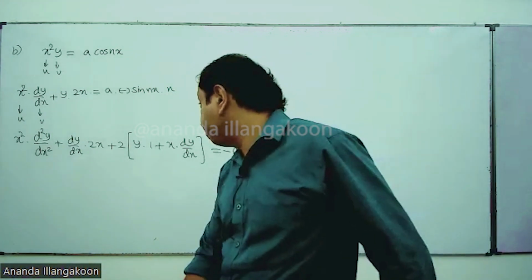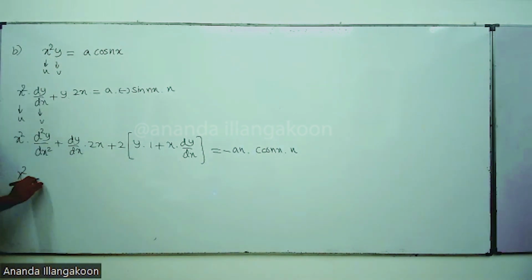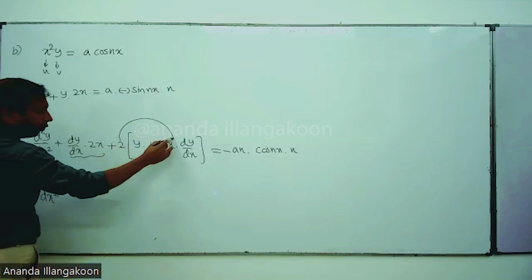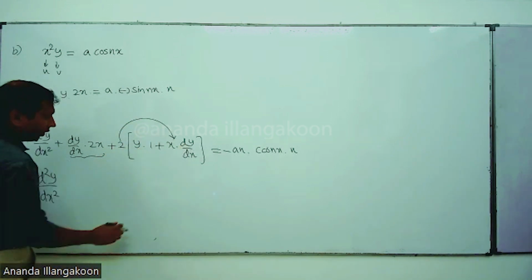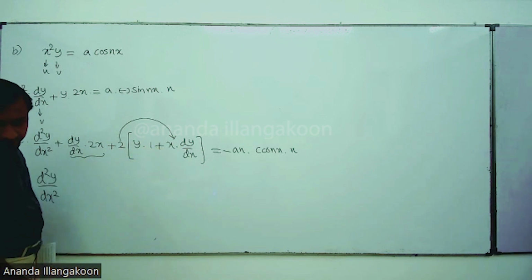Right, now we can write here x squared d2y upon dx2. Here 2x dy by dx. Here when you remove the bracket, we get again 2x dy by dx. Here 2x dy by dx and here 2x dy by dx means 4x dy by dx, no?